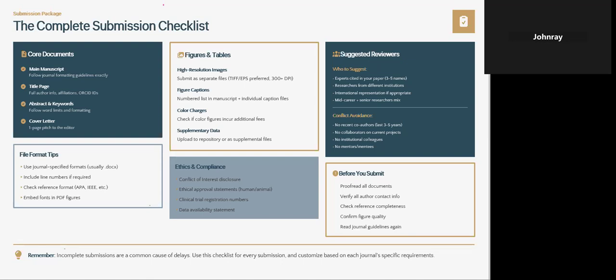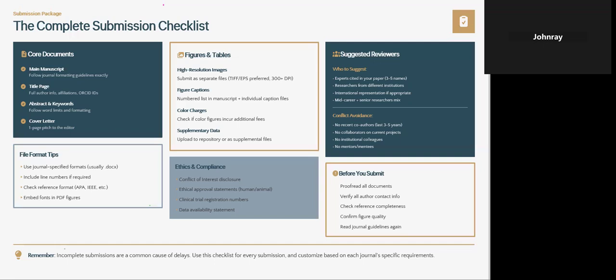Then, basically, you must look at the ethics and compliance. Make sure you don't have conflicts of interest. You disclose ethical approval statements, then clinical trial registration numbers, and data availability statements. You consider all those. Make sure you have ticked them rightly according to what you did before writing your research article. And very important, yes, thank you so much.